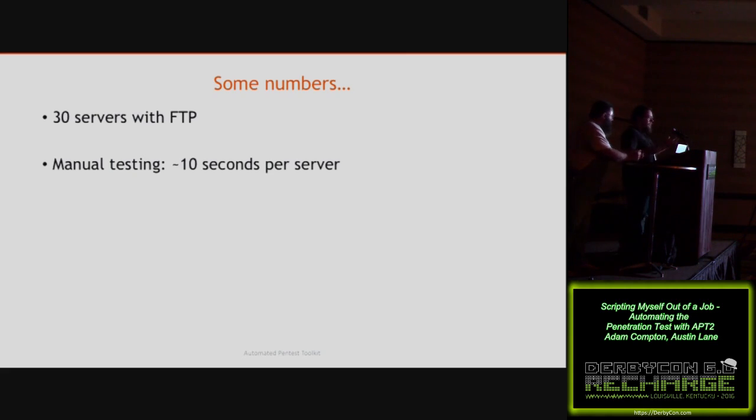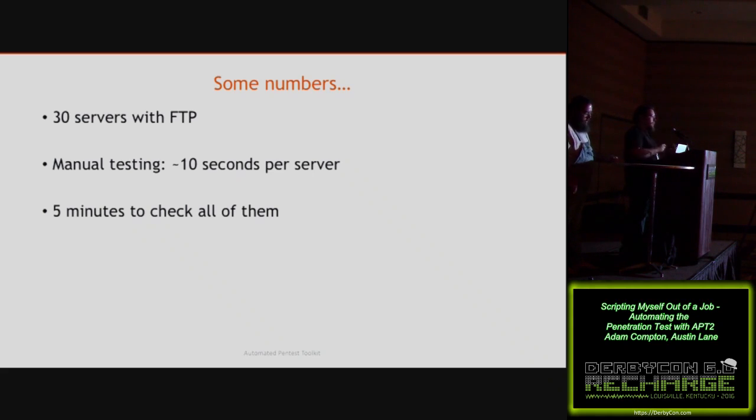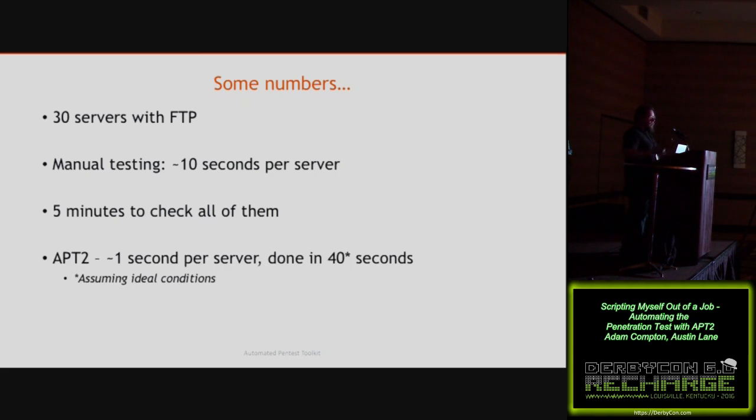In total, it took about 5 minutes to go through 30 servers. I'm not the fastest typer. We could say someone may be doing a manual check, copying and pasting, going back and forth between a list of IPs and what they're actually doing. And this is obviously not doing bash scripting or something like that to go through these a little faster. APT was done in 40 seconds for this whole list. That's right about 1 second per server, assuming ideal conditions, on the local network, fast response time, stuff like that.